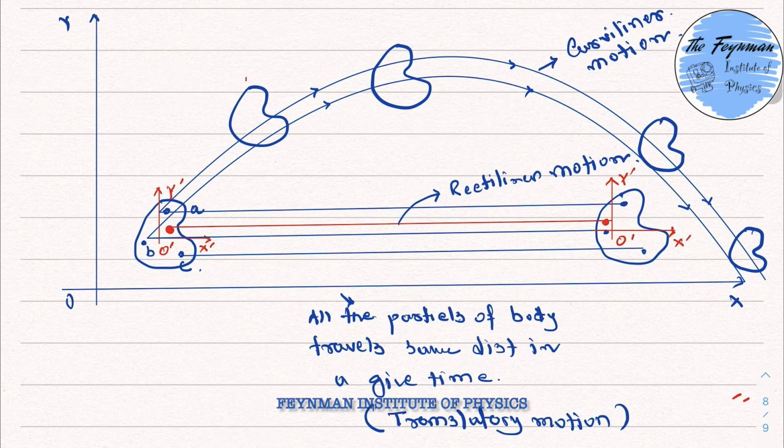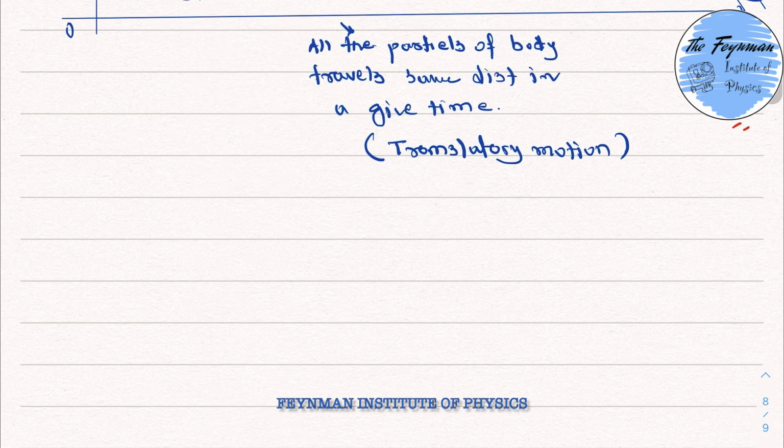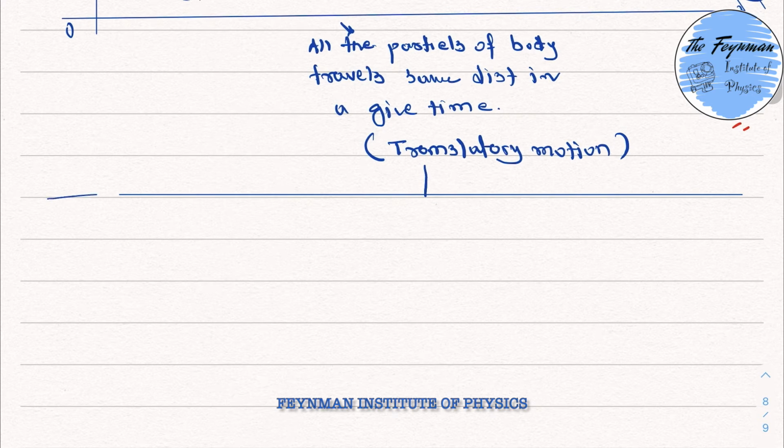Here also we can see that the reference frame attached with the body remains parallel to the external reference frame or main reference frame. Therefore, the body is not rotating, and the motion of the body is completely a translatory motion. So what we have found is that translatory motion can be of two types. A body can achieve translatory motion in two ways: one is rectilinear motion and the second one is curvilinear motion.